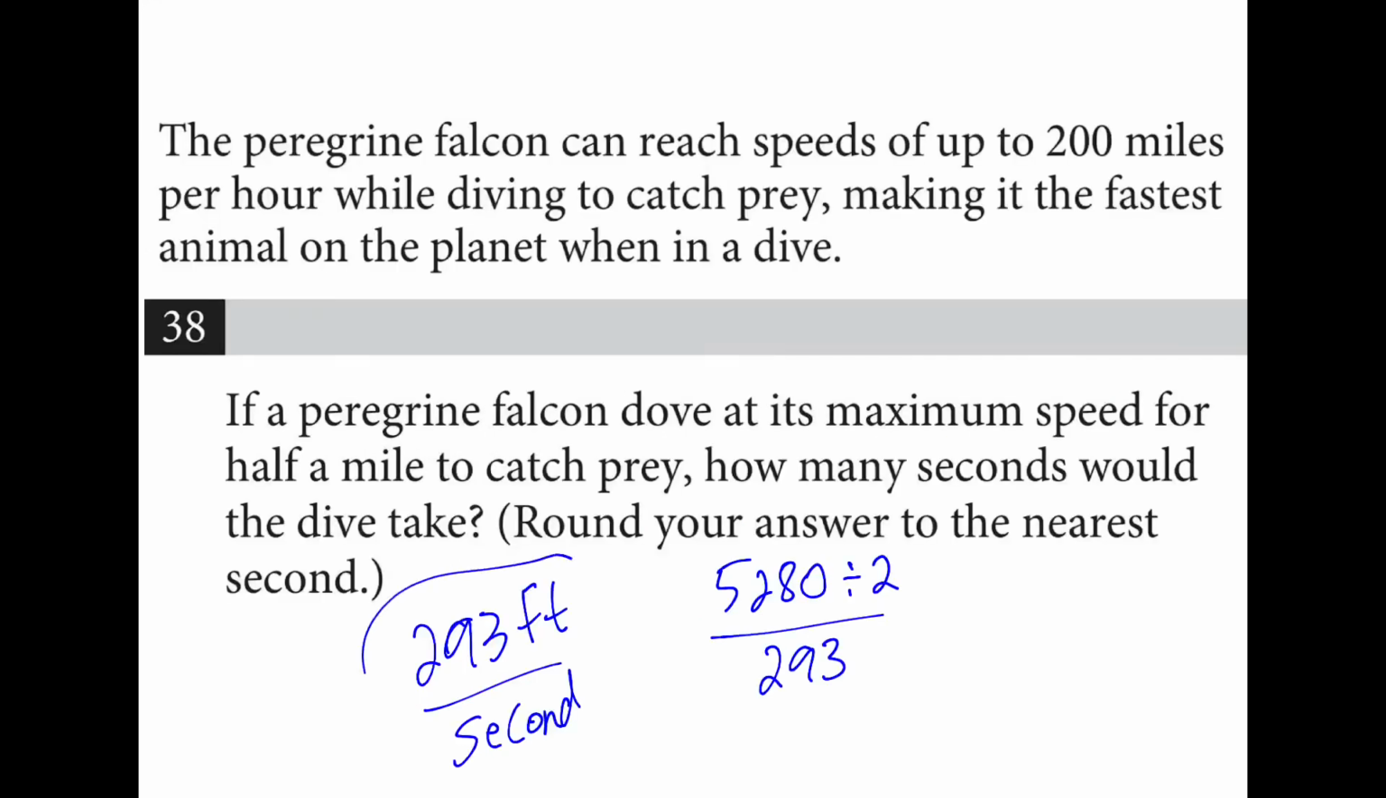If you remember the previous problem, it was 293 feet per second. So we're going to take the number of feet in a mile, which is 5,280, divide it by 2 to get to a half a mile, and then we're going to divide that by 293. The answer is 9 seconds.